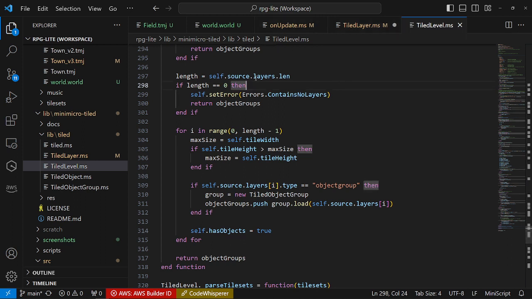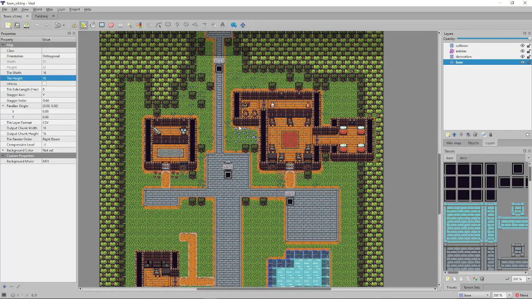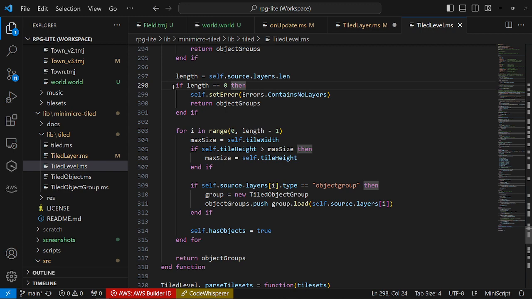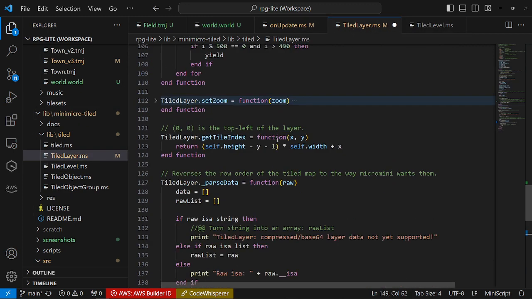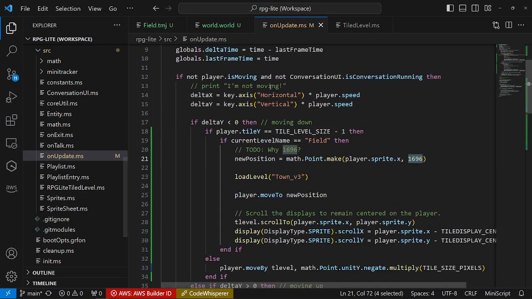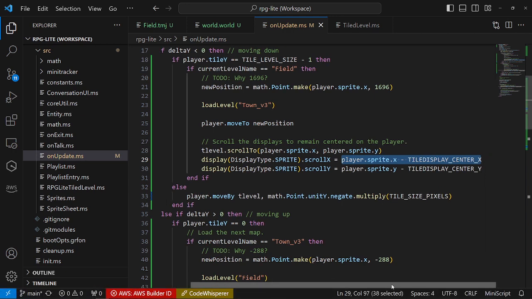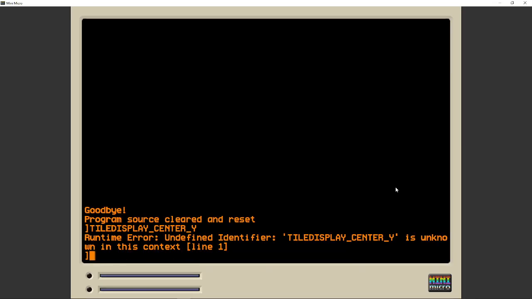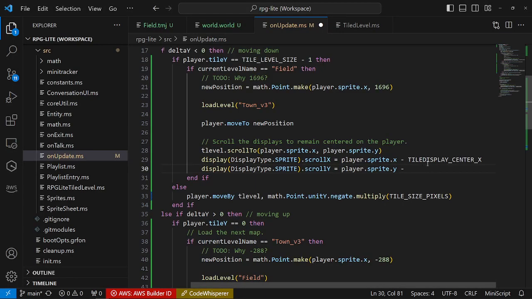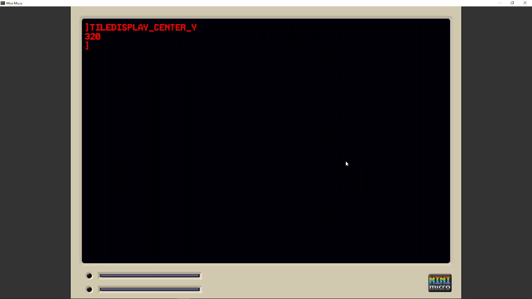That brings to mind 4.5 tiles. It might be our fault because of how we're centering our character on the screen, actually. Here, let's see if I can find that right quick. I'll display center X. Here, remove those constants. What is the value of tile display center Y? 320.